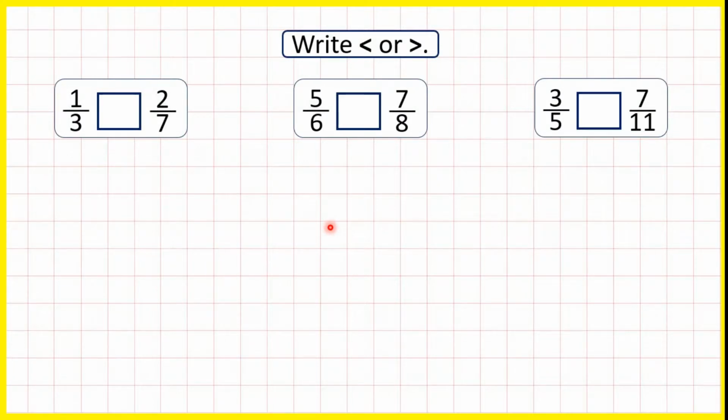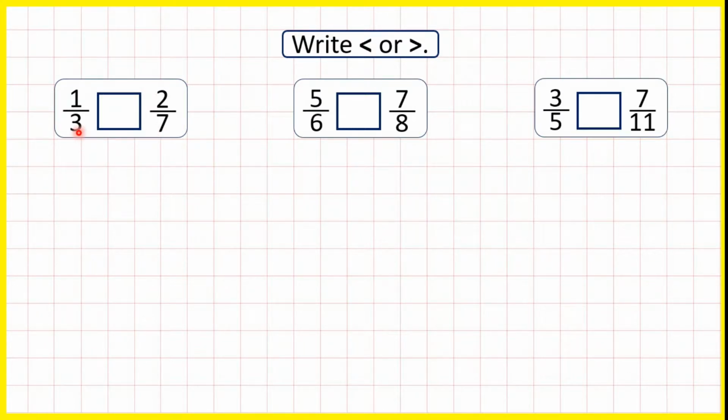So here we're comparing fractions with different denominators, but these are more difficult than the questions we've done so far, because 7 isn't in the 3 times table, 8 isn't in the 6 times table, and 11 isn't in the 5 times table. 11 isn't a multiple of 5. So when this happens, what you need to do is find two equivalent fractions.